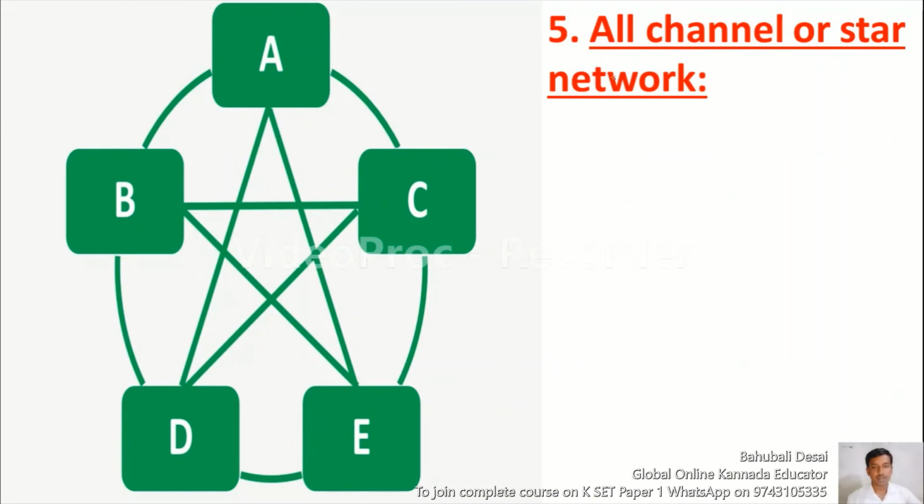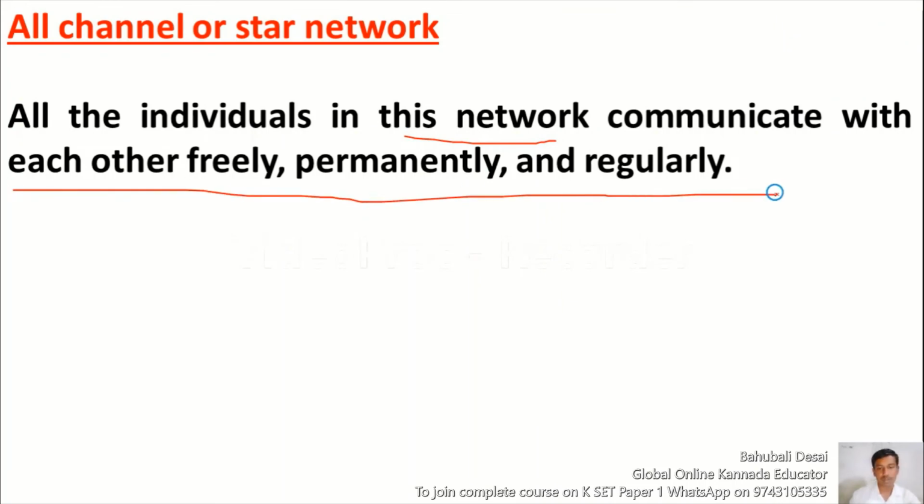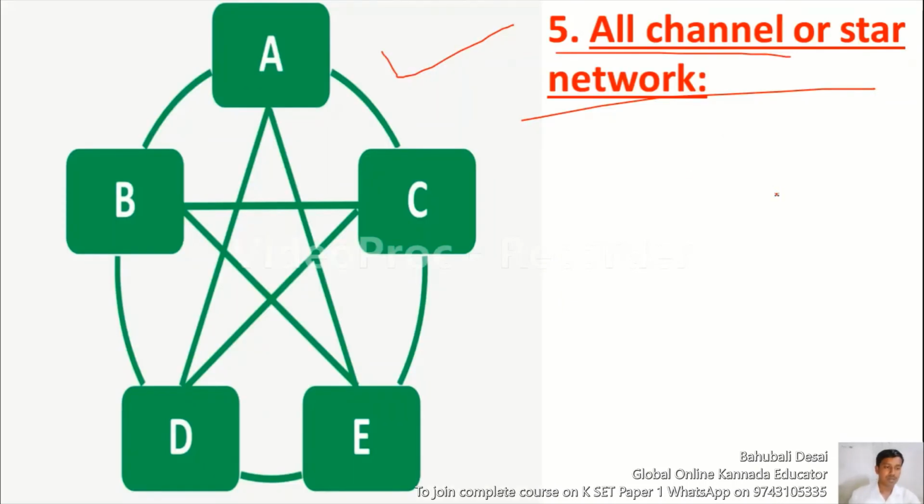So the next type of network is all channel network or star network. If you look at the diagram, you will come to know here all the group members can communicate with each other freely. So all the individuals in this network communicate with each other freely, permanently and regularly. So A can communicate with B, A can communicate with C, A can communicate with D and A can communicate with E.